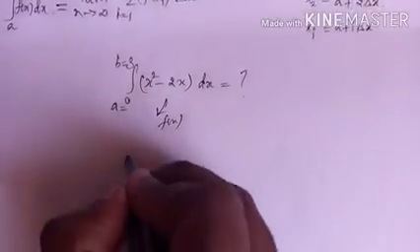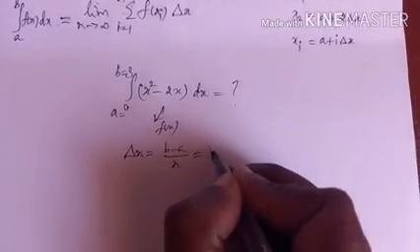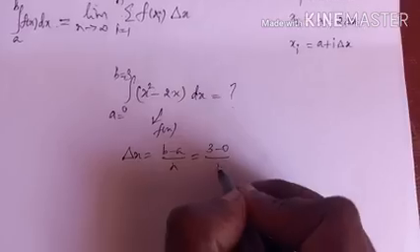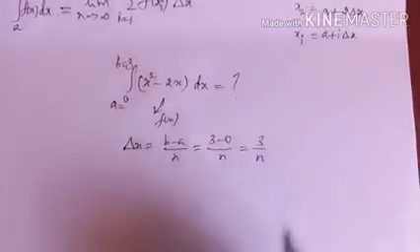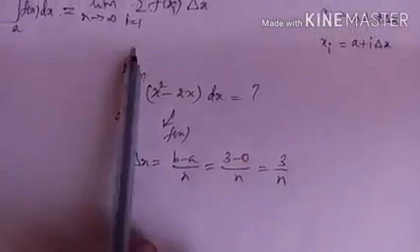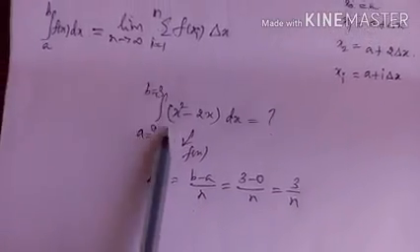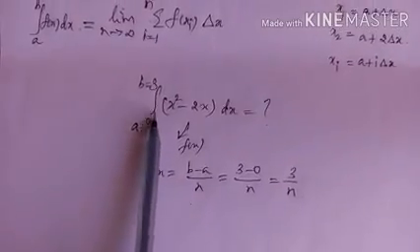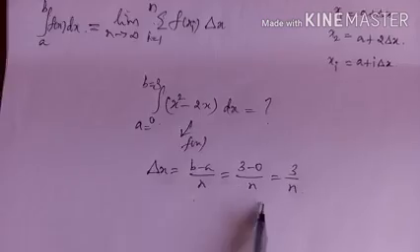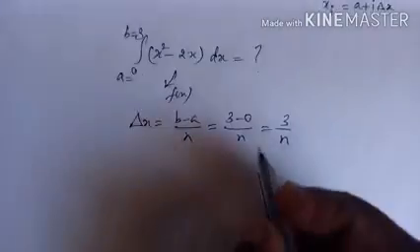So we can find delta x, which is b minus a by n. 3 minus 0 by n, since the number of intervals is not given, keep it as n. The interval is 0 to 3, how it is divided is not given. If they say the number of intervals is 6, then it is 3 by 6, so we will have 1 by 2 as delta x.